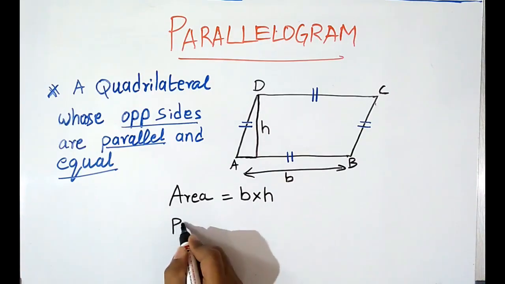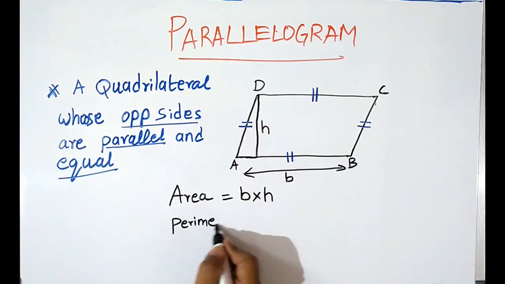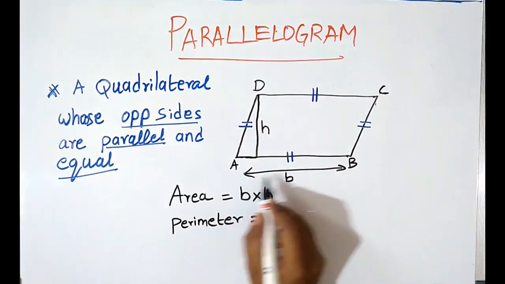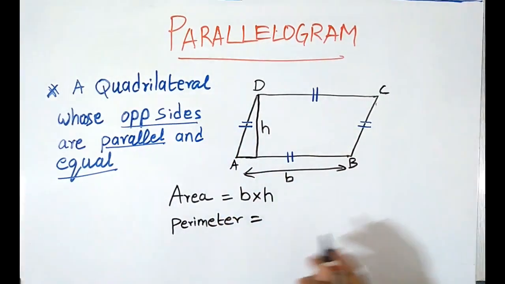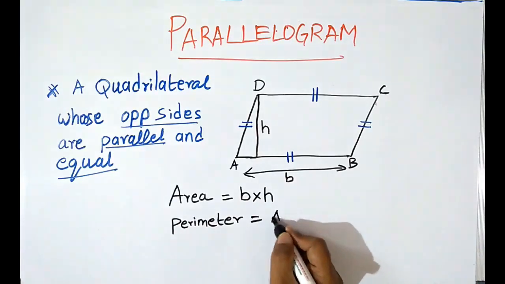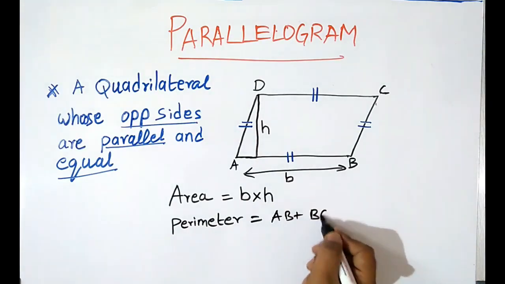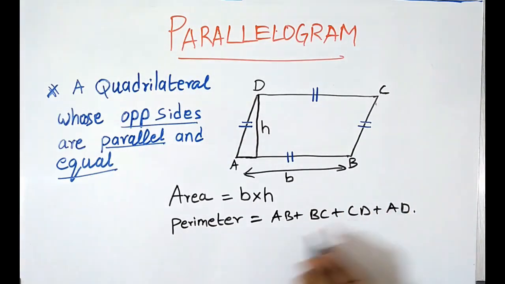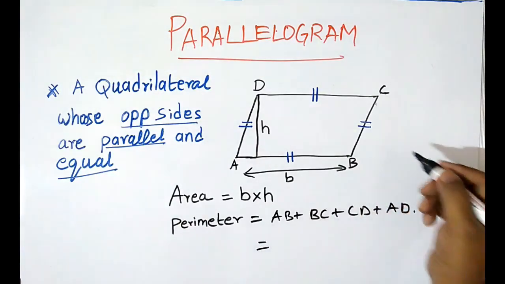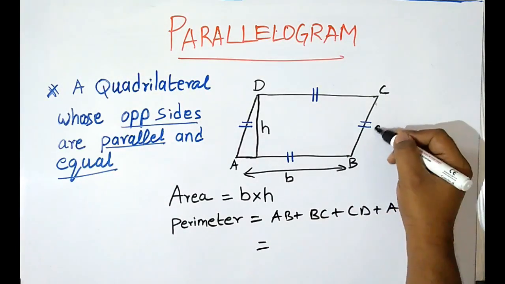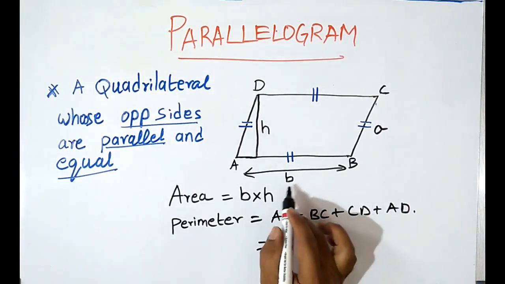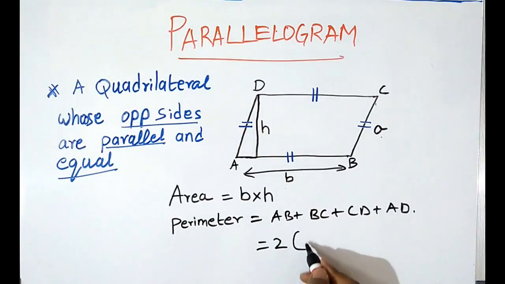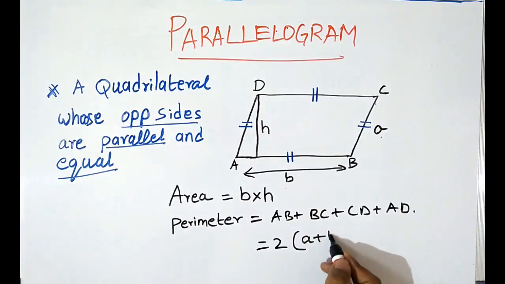And we know the perimeter. The perimeter is nothing but sum of all the sides. Here the perimeter is AB plus BC plus CD plus AD. Or we can say that if we have this side as A, then B plus B plus A plus A, that is 2 times of A plus B.